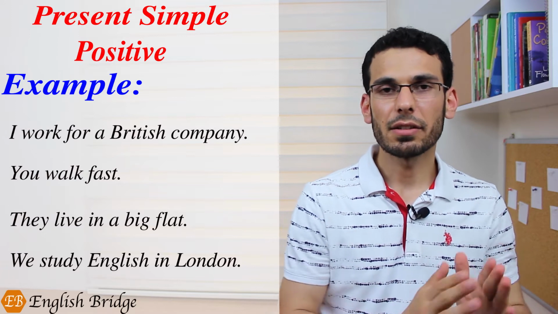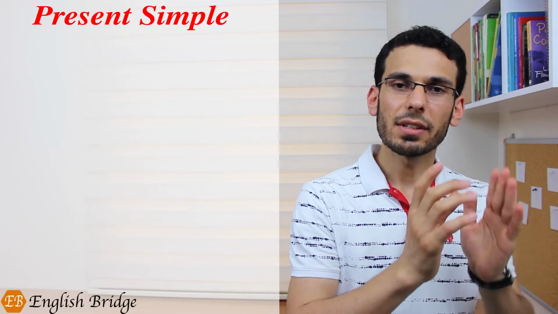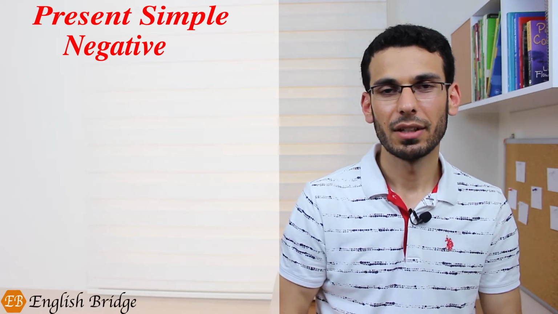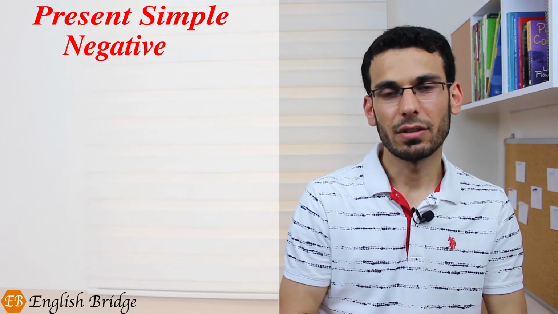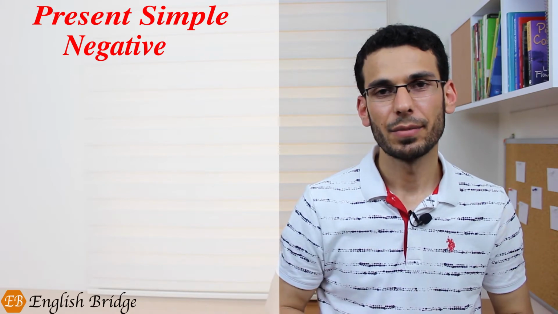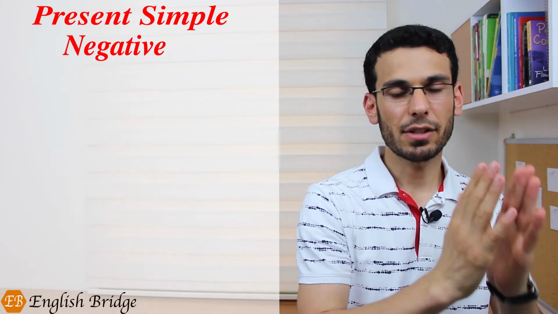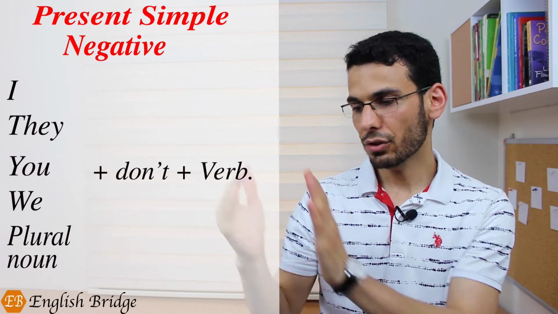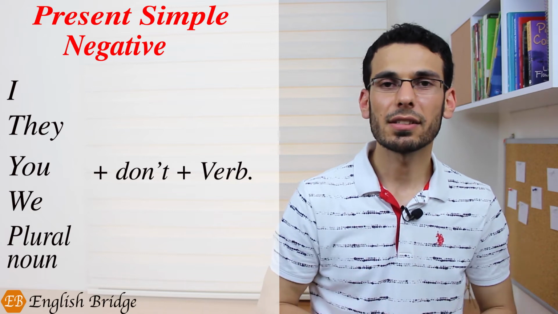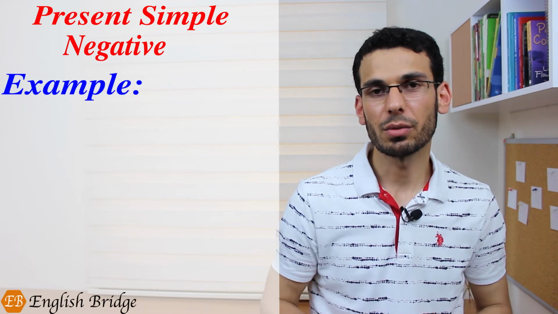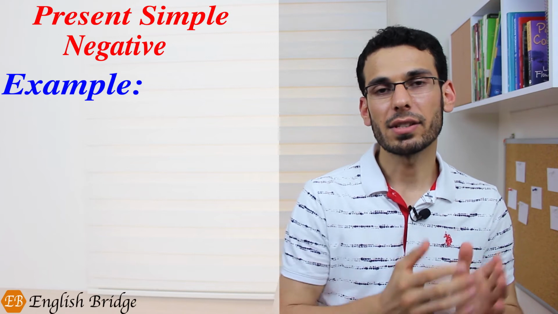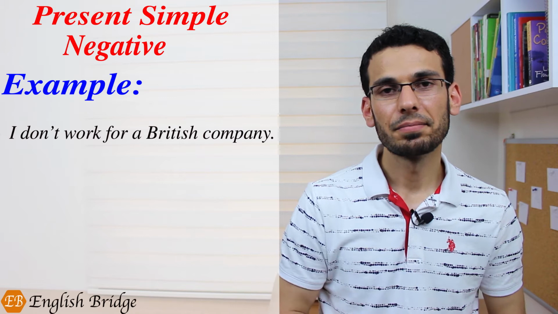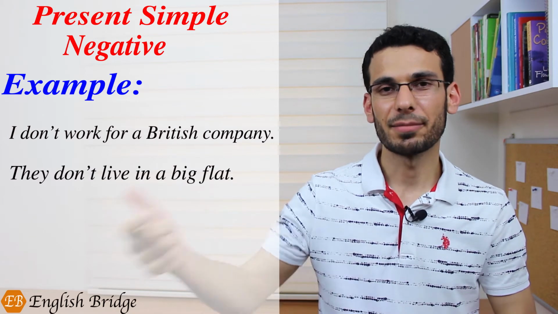Now, these sentences are in the positive form. If I want to say these sentences, but in the negative form, with not, how can we change that? The answer is we add don't after the subject before the verb. So as you see, in positive, we have subject followed by verb. In negative, we have subject. After subject, we have don't, and after don't, we have the verb. So a sentence like, I work for a British company. If I want to say it in the negative, we say, I don't work for a British company. They live in a big flat. They don't live in a big flat.